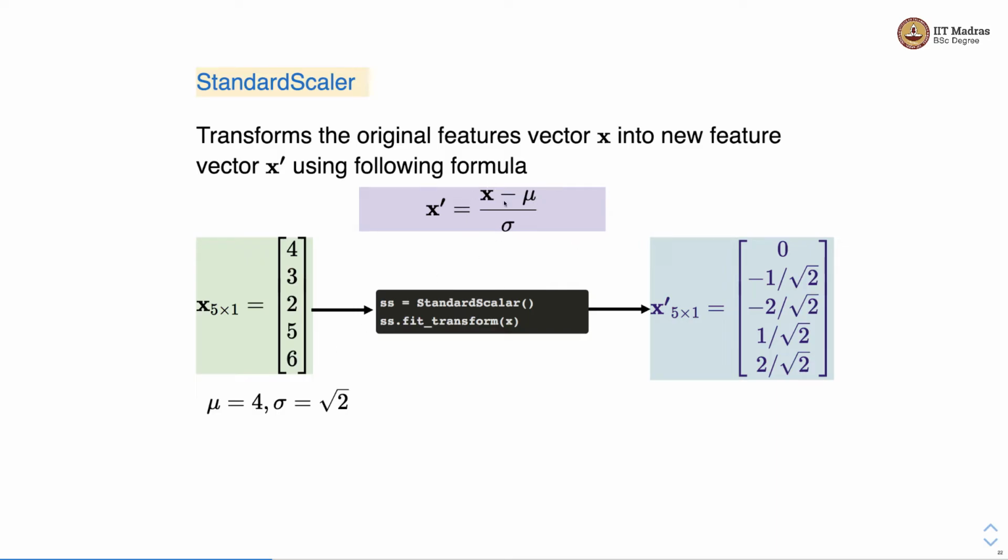So you can see that in case of the first value, the value is 4, the mean is also 4, so 4 minus 4 is 0, so we get the value of 0. In case of the second value, the difference is 3 minus 4, which is minus 1, and we divide it by the standard deviation, which is square root of 2, so it is minus 1 by square root of 2, and so on. You can see that the remaining values also come from this formula. You can verify that by doing the computation yourself.